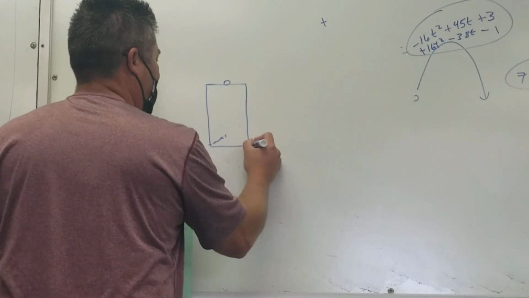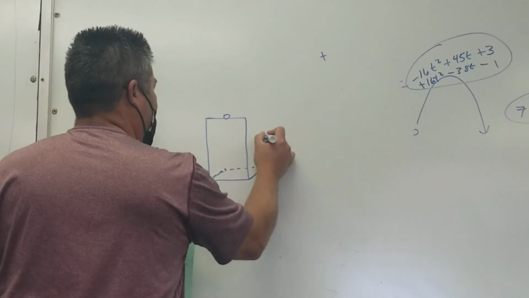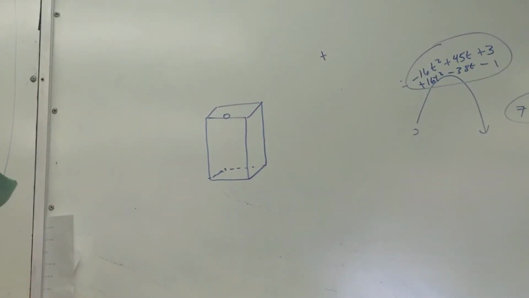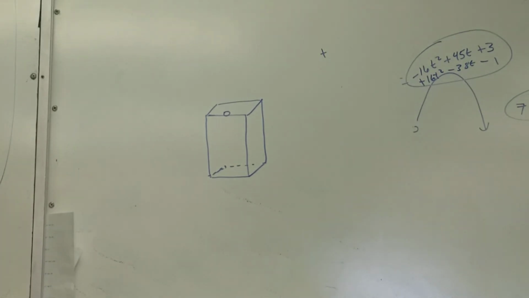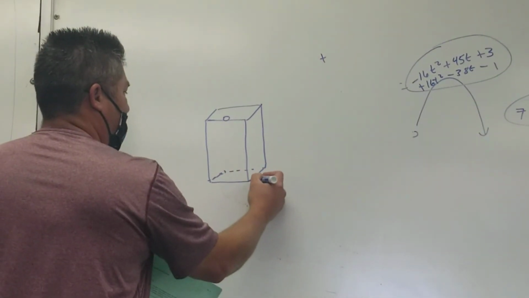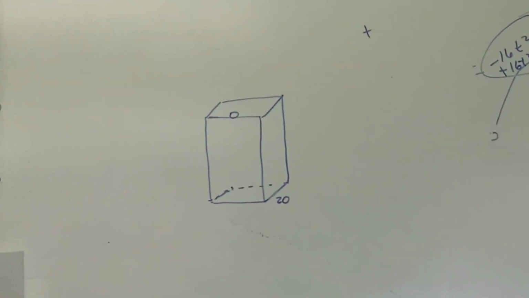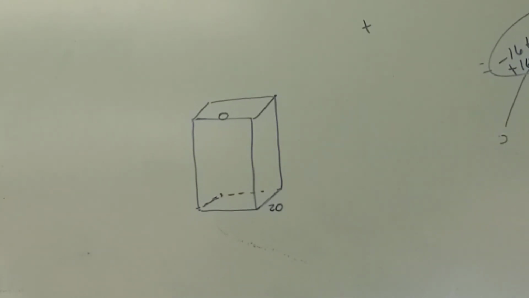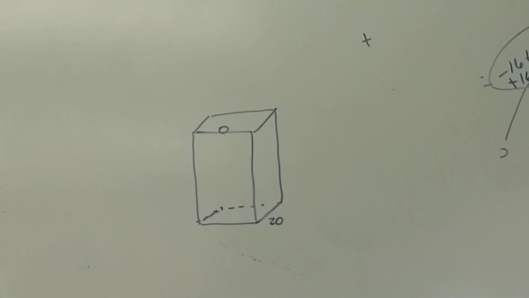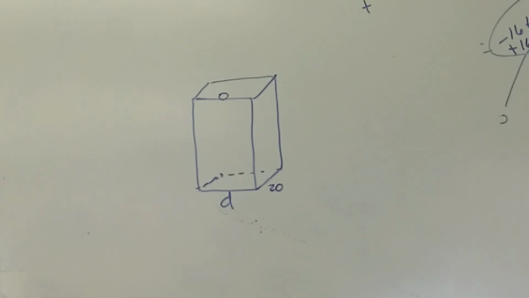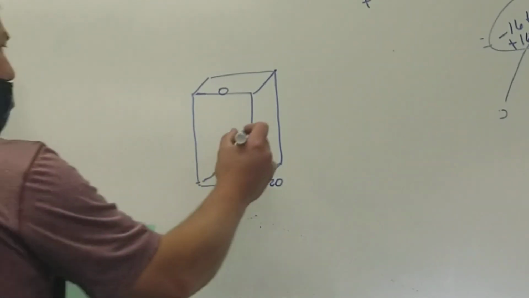I'll just dot this out. And so we have this milk carton. Everybody with me? Here's what it says. The width of the milk carton is 20 centimeters. So the width, that's here, that's 20 centimeters. The depth is d centimeters. And the height is d plus 25 centimeters.